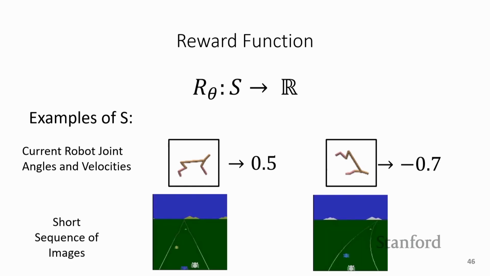It could also be short sequences of images if we're doing a visual task. So maybe it's a short snippet of this agent driving. You can see here it's passing a few cars, so maybe that's a good thing. Here it's getting passed, maybe that's a bad thing. Ideally, as a designer, I don't have to go in and specify all these numbers, but I can learn how to map from states to rewards from data.